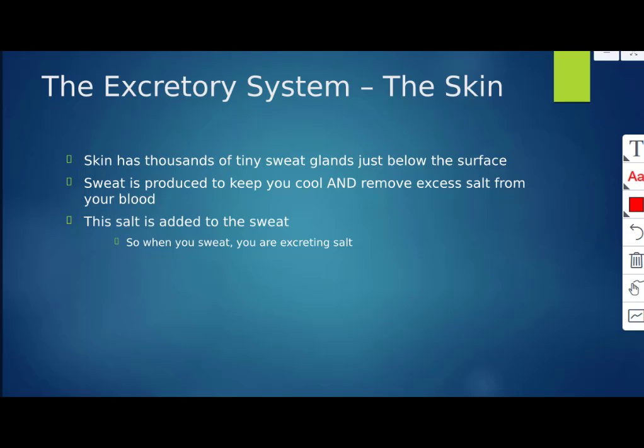Okay, so the skin is also part of the excretory system. So think about sweat. The skin has thousands of sweat glands just below the surface, and sweat gets produced to keep us cool, but it also removes excess salt from the blood. If you've ever tasted sweat under your nose or above your lip, it's very salty. That salt is added to sweat. So when you're sweating, you are excreting salt as well.